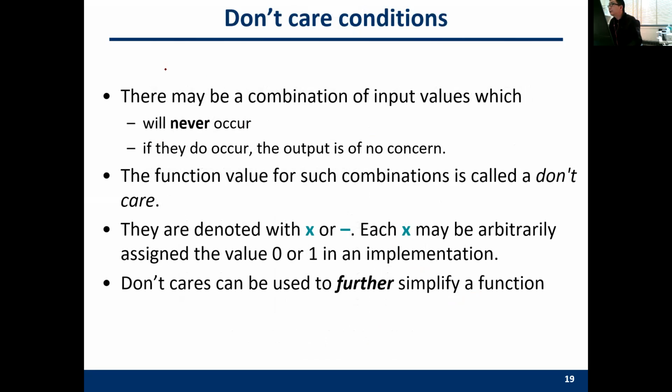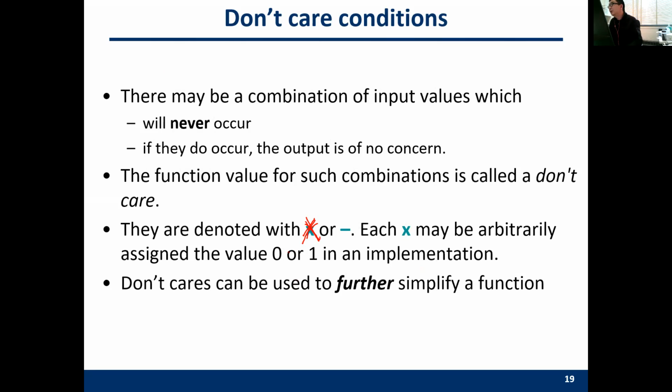So eventually, I want to introduce a new value. Some variables can be a don't care value. Don't care value means they can be 1 or 0, but I don't care. Because there may be a combination of input values which will never happen. If they do happen, the output is of no concern. The function value for such a combination is a so-called don't care. They can be written with this symbol. This don't care symbol can be 1 or 0.